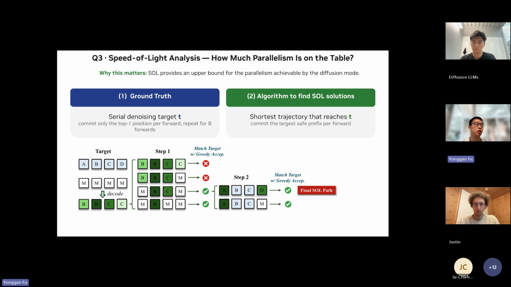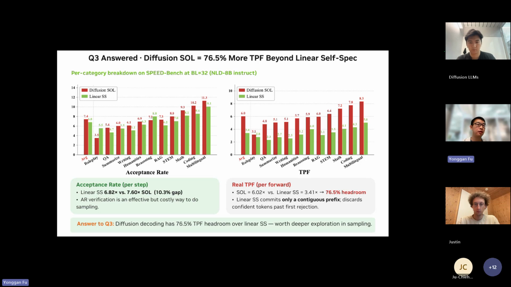But if in the future we can have a better sampler, a better metric to guide your diffusion sampling process, we can potentially reach this upper bound. Yeah, this is a note that this is only a theoretically achievable performance for now. And then let's see some comparison between the theoretical SOL performance and the currently practically achievable linear self-speculation performance. So we show two things here.